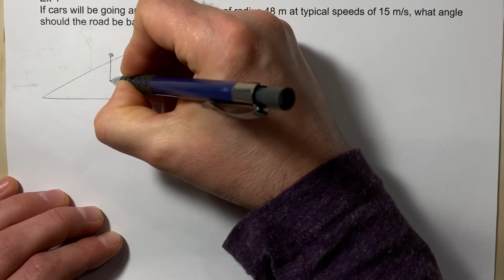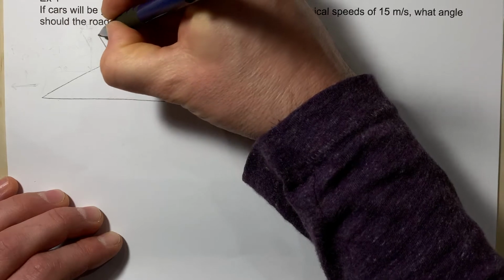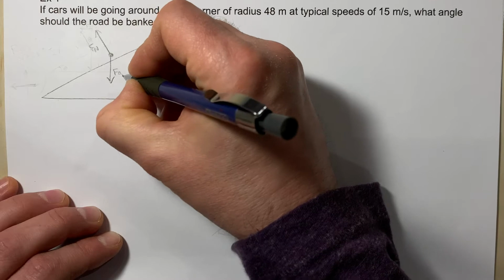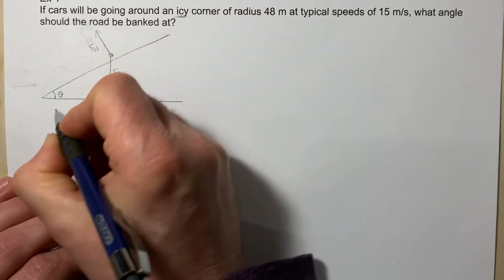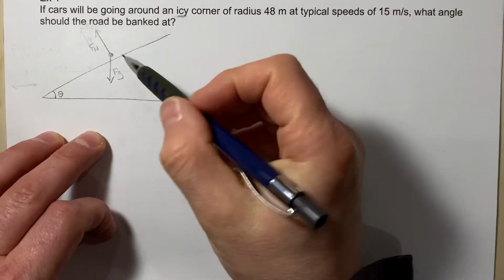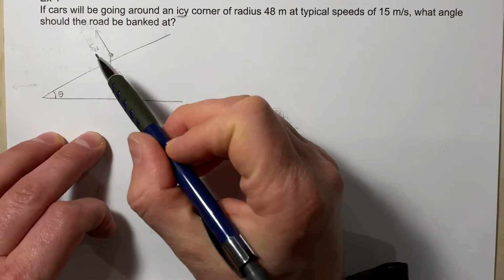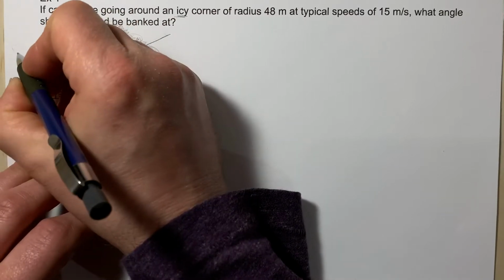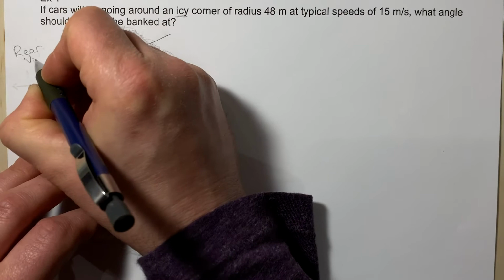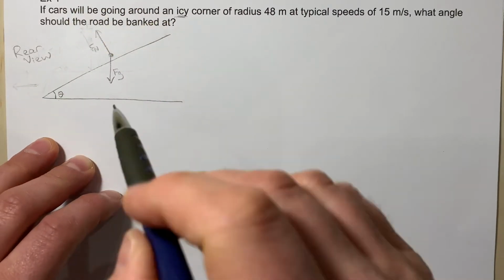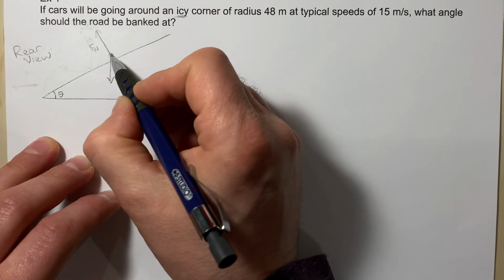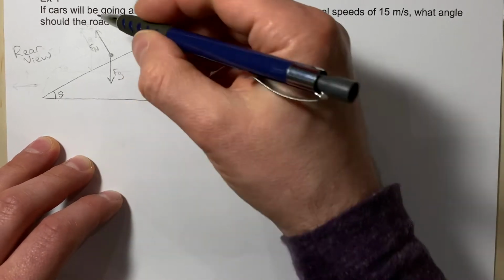So as the car goes in that way, I'm standing behind it and I can see the car. I can see that there's a force of gravity going down this way and a normal force going up this way. Okay, so here's the normal force, here's the force of gravity. The road is banked at this angle, so this line here represents horizontal. The actual road surface is tilted. This is a rear view of the car going into the page. I'm standing behind it looking at it. Here's what I see as the car goes into the page.